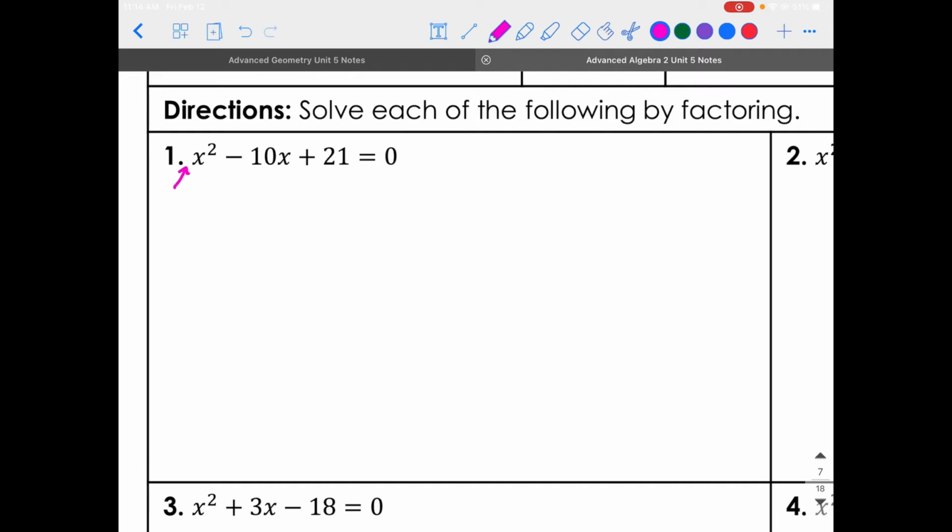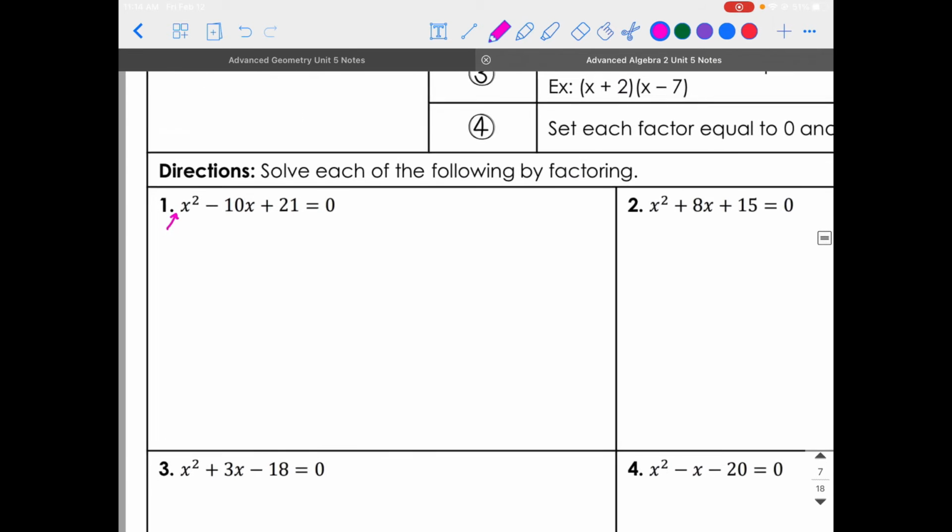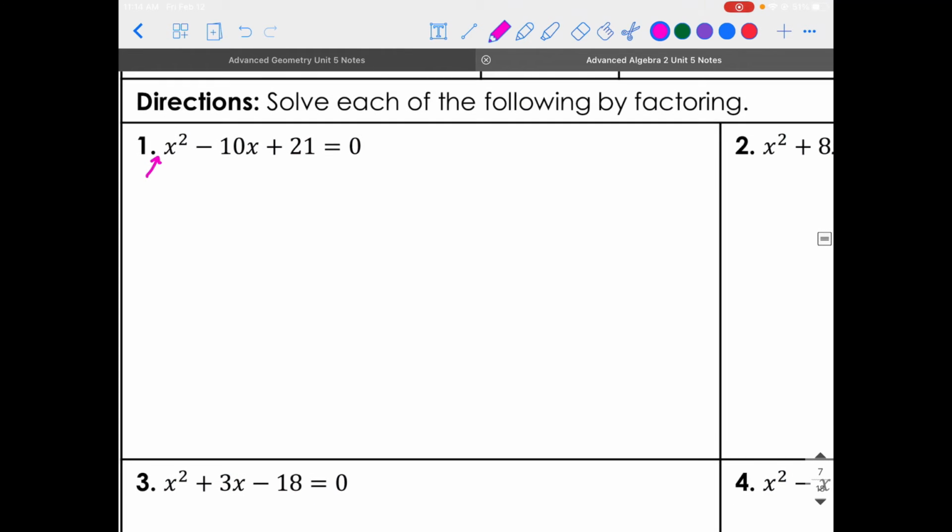So when we want to go to factor, let's look at our steps. We want to make sure the quadratic is set to 0. Number one, it is. All right, so step 2, we are going to look for two numbers that multiply to be your C value. So we want two numbers that multiply to be 21, but when I add them, I'm going to get negative 10.